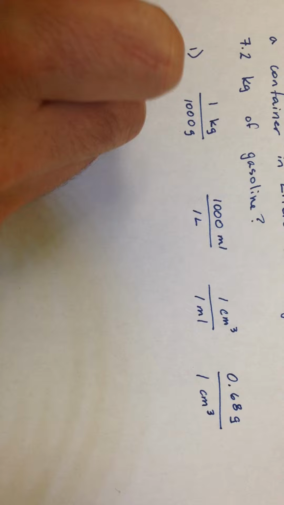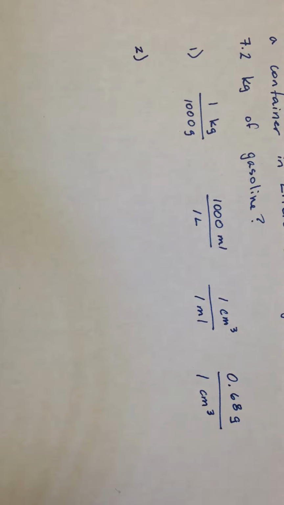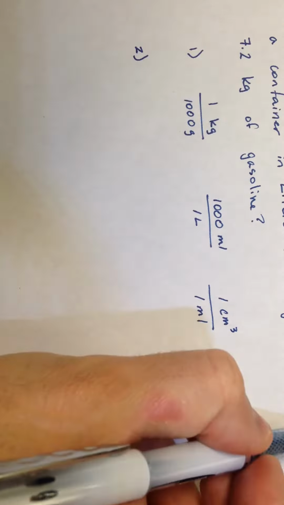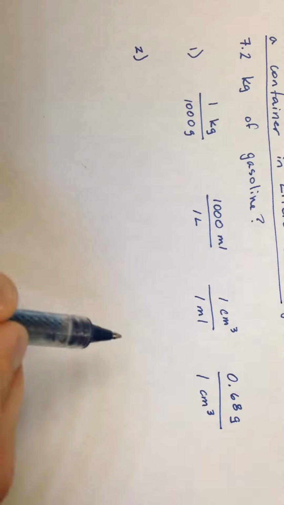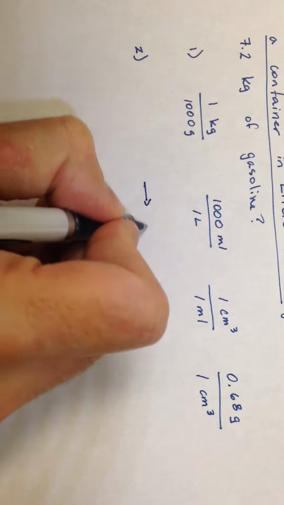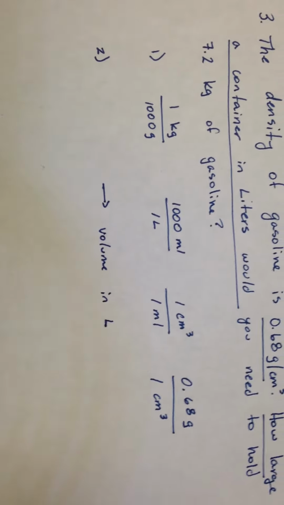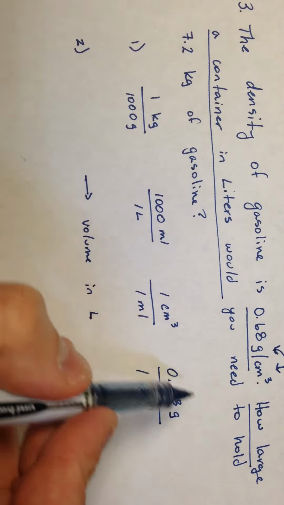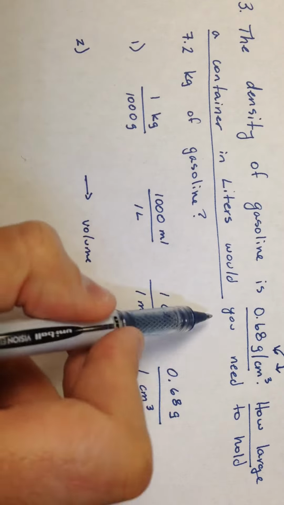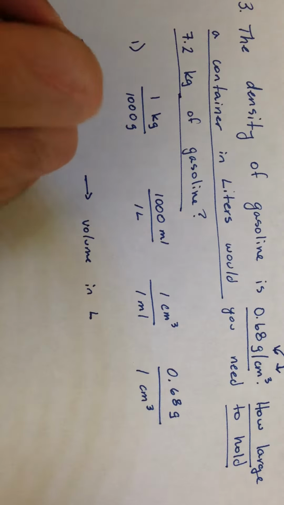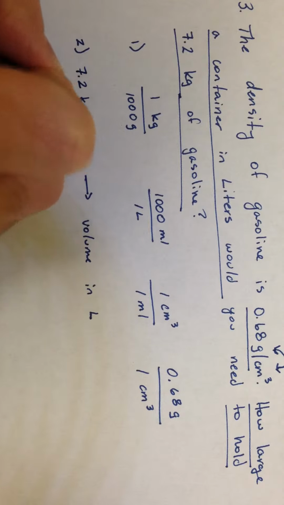Step 2. So in step 2, we're going to identify what we are converting from and what we are converting to. So we are converting to how large a container in liters we would need. Okay, so we're going to be converting to volume in liters. And we are doing that based on the mass of the gasoline. So how large a container in liters would we need to hold 7.2 kilograms of gasoline? So that's what we are converting from, is 7.2 kilograms of gasoline.